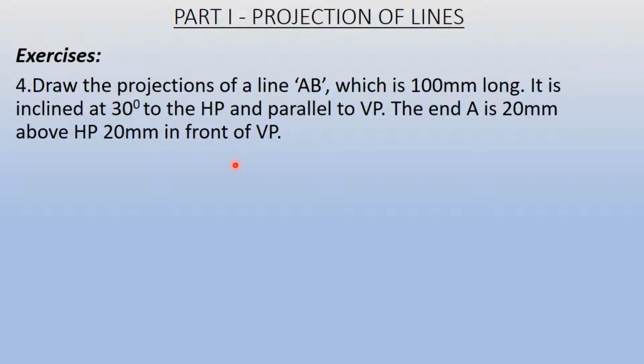This is exercise number 4. Draw the projections of a line AB which is 100 mm long. It is inclined at 30 degree to the horizontal plane and parallel to the vertical plane. The end A is 20 mm above HP and 20 mm in front of VP.